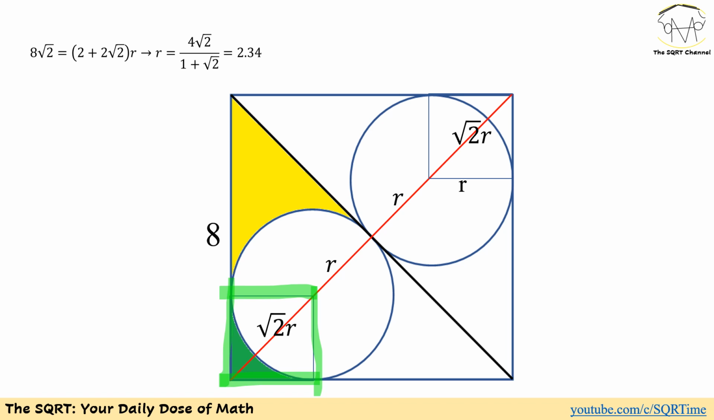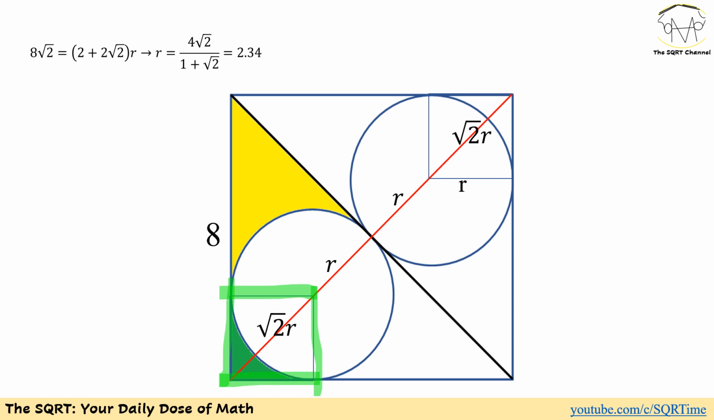Now let's say that we know the radius of each of these circles is basically r. Then the diagonal that we have here in red is going to be 2 times r plus 2 times the diagonal that we have for a small square. The side of the square is r, so the diagonal of this square is going to be square root of 2 times r. Overall, we're going to have 2 times r plus 2 square root of 2 times r.